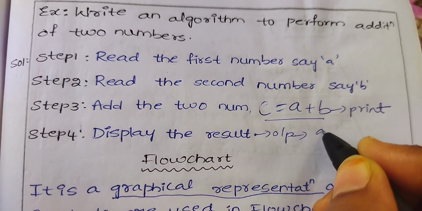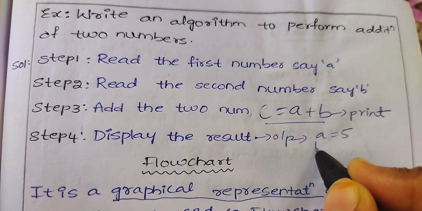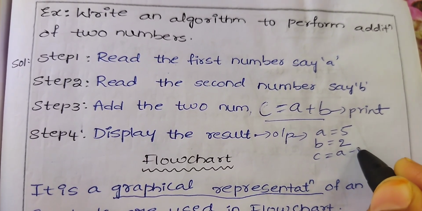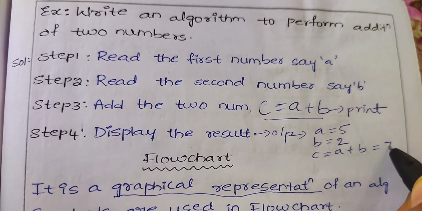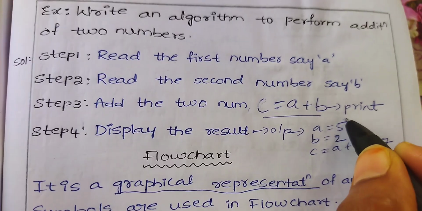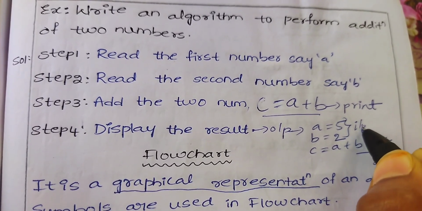It will ask for the A value. For example, it will give 5, B value 2, C equals A plus B. Then it will print 7. That is the output. These two are inputs.